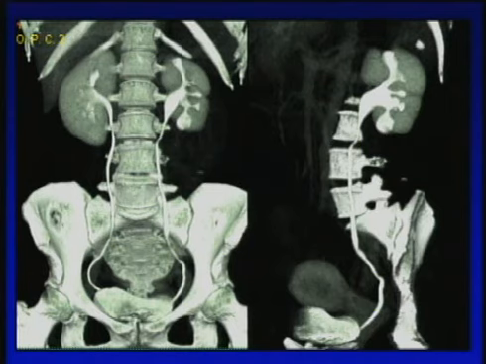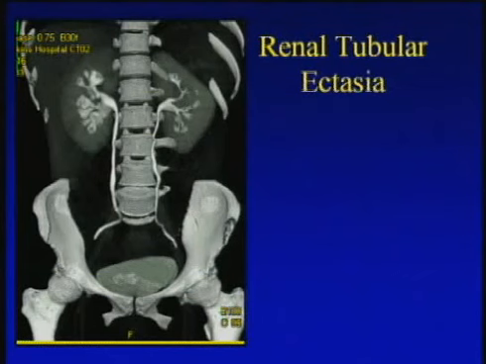But you see very nicely the changes, in this case of pyelonephritis in the left kidney, the atrophic kidney, thinning of cortex, blunting of calyces, or in this example, renal tubular ectasia.